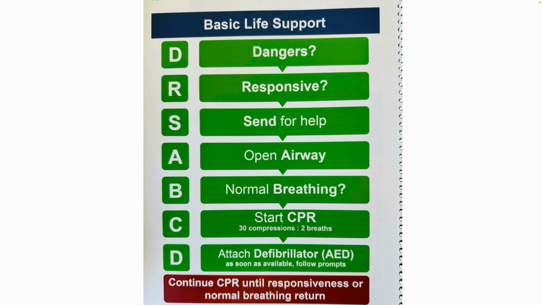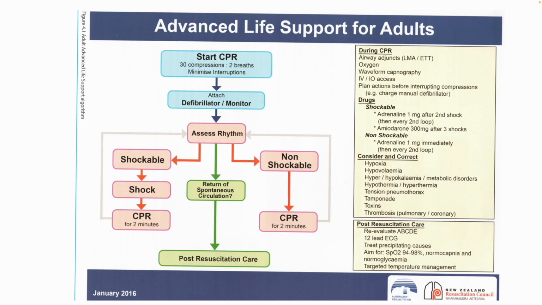Then you open the airway with your head tilt and chin lift and look for anything obstructing the airway. You also, at the same time, listen for breathing and look for chest rise, and if there's none, then you start CPR. So you're coming to the scene of the code blue, and CPR is ongoing at 30 compressions and 2 breaths. A defibrillator is attached as soon as possible, and then you need to check a rhythm.